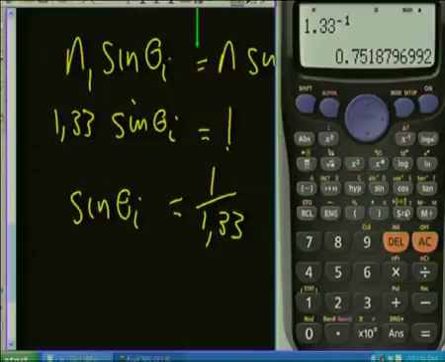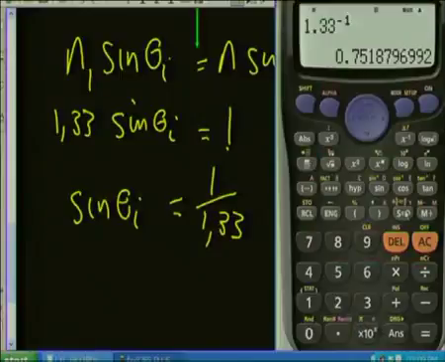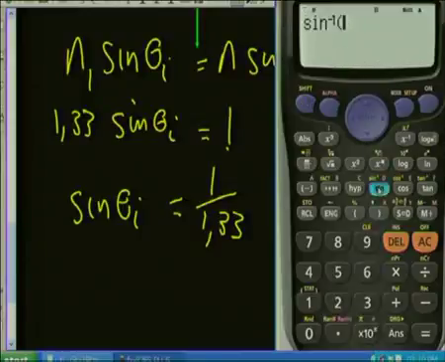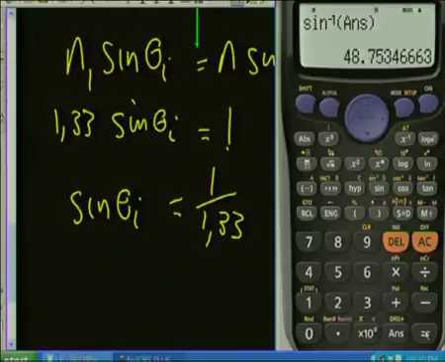But in our case, we now need to recognize that sine theta of the incident angle is going to be 0,75187. But I want to find theta I. I want to find the angle of incidence. So how am I going to do that? I'm going to take shift, and I'm going to say sine, the inverse function of sine, and I'm going to put my answer value here. So I'm going to put in the ratio that I've just found, and I'm now going to be given the angle.